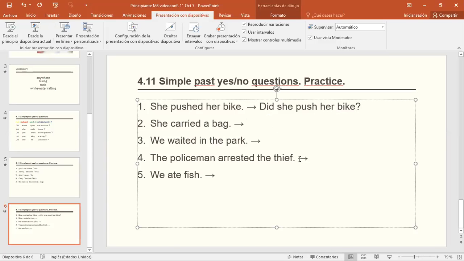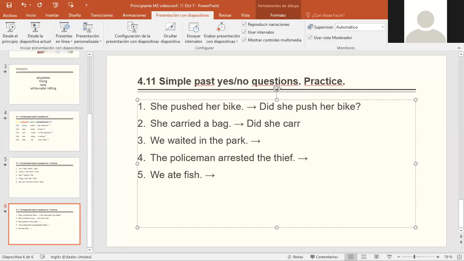Now, Eric. Eric, number two, Eric. Okay, number two. Conviértamelo en pregunta. She carried a bag. Did she? Carried a bag. Carried o carry. ¿Cuál de los dos? El primero. Bueno, Eric. Esta es la forma del pasado, ¿sí? Y aquí estamos utilizando did. ¿Se puede o no se puede? No, ¿verdad? Entonces vamos a poner el presente. Carry. Did she carry a bag? Good, thank you.